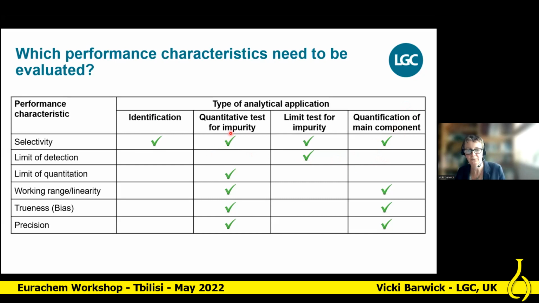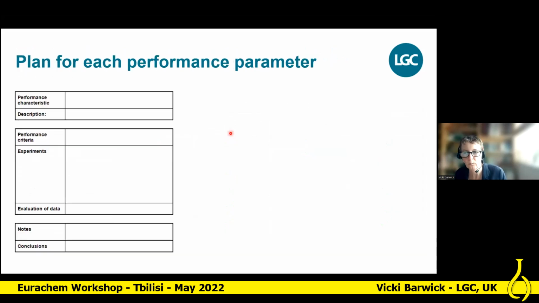So as I said, one of the reasons we need to be really clear about why we're making measurements and what that data will be used for is to help us to make sure that we choose the appropriate performance characteristics when we carry out our validation study. So once we've chosen our performance characteristics, we then need to come up with a detailed plan as to how we're actually going to evaluate them. And there are some common questions that we need to answer.